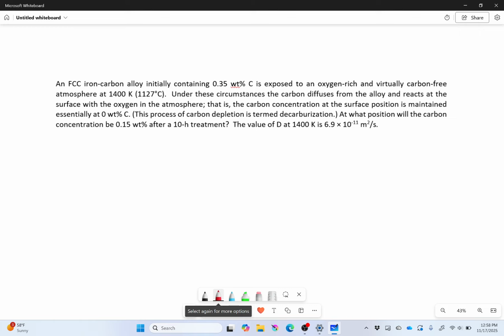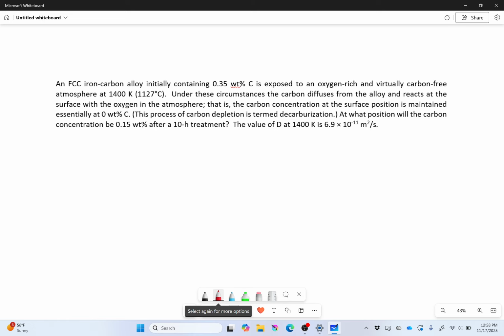So, what do we have here? We're going to do another problem, once again dealing with carburization, but this time, we're actually getting rid of carbon. And so this is going to be decarburization. Also, through this problem, we get a little bit of experience with the error functions. If you've not used it very much before, well, this will help you out. So, let's run through it.